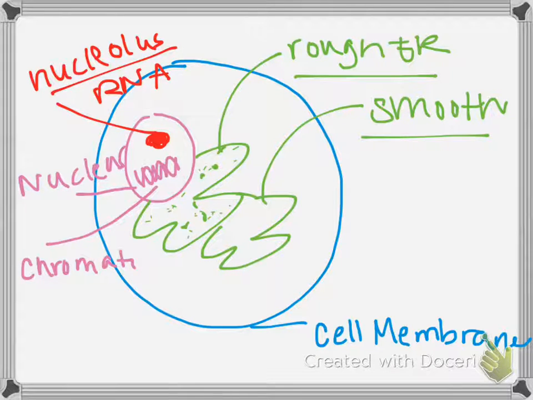So y'all take a second and try to remember that. Detoxes blood. Stores calcium. Makes phospholipids. Breaks sugars. Breaks carbs. And that's all the smooth ER does. So, okay. What type of cell in your body would have a lot of smooth ER? Liver cells. Good. Because liver cells detox blood.